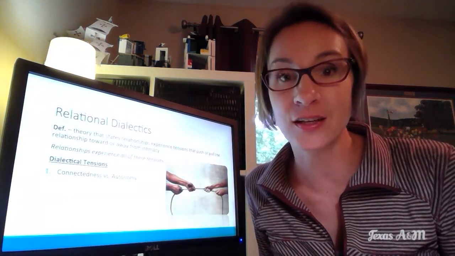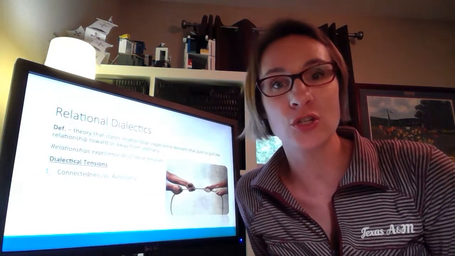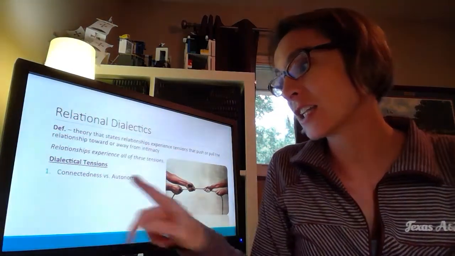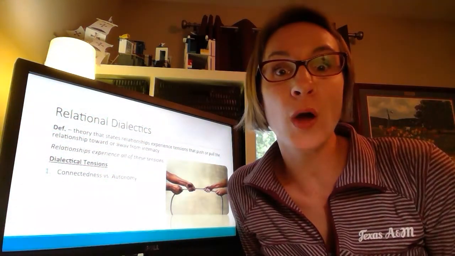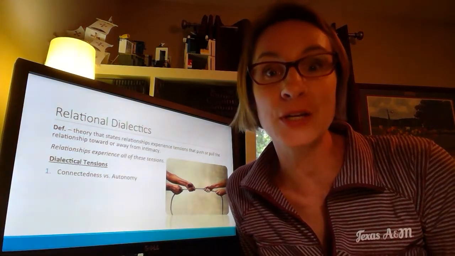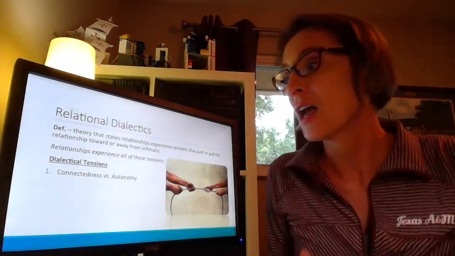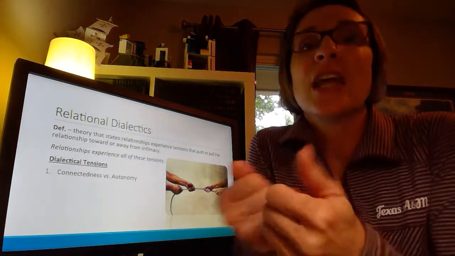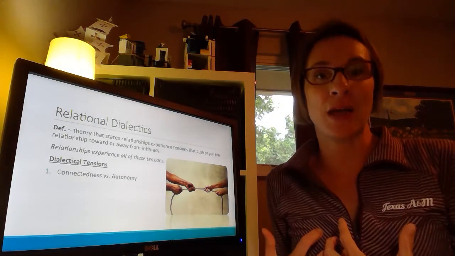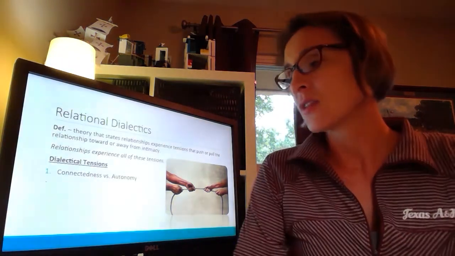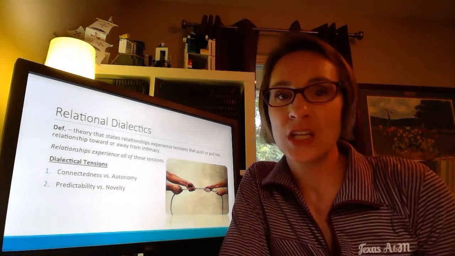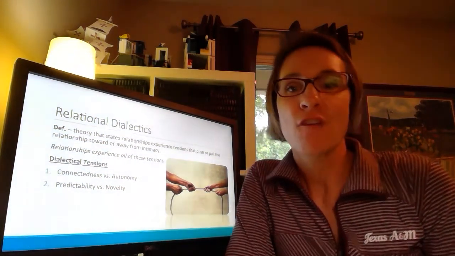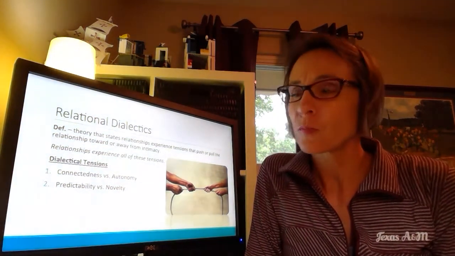It's a classic discussion in a lot of relationships. In fact, connectedness versus autonomy is the number 1 most frequently experienced dialectical tension. It's the tension about connection versus independence or autonomy. The second dialectical tension is predictability versus novelty.